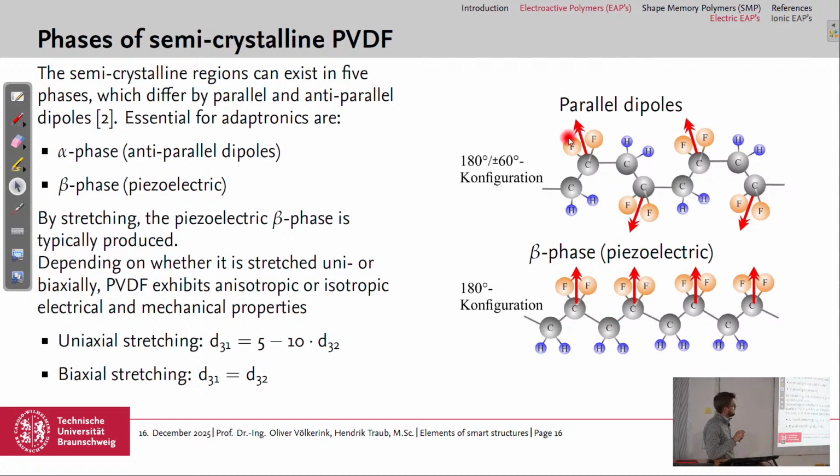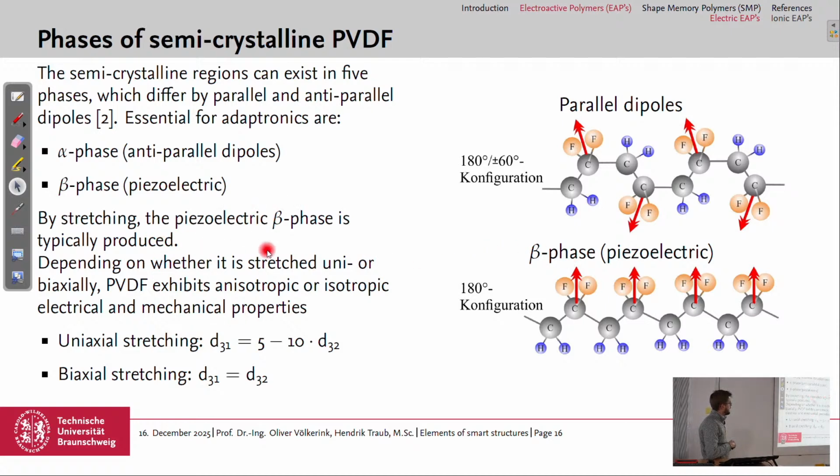Here we have 180 degree plus minus 60 degree orientation, and therefore again the effect cancels out, like at the coercive field strength in the piezoceramic. We can't use it macroscopically, but in the beta phase we have all the fluor atoms to the same side, and therefore the dipoles also orientated to the same side, and we can use it macroscopically.